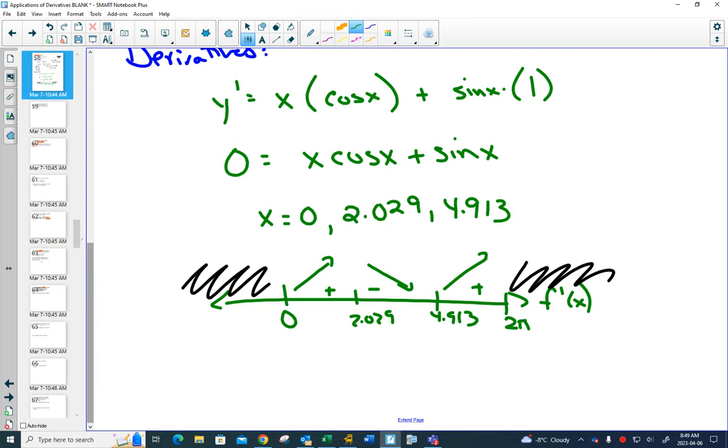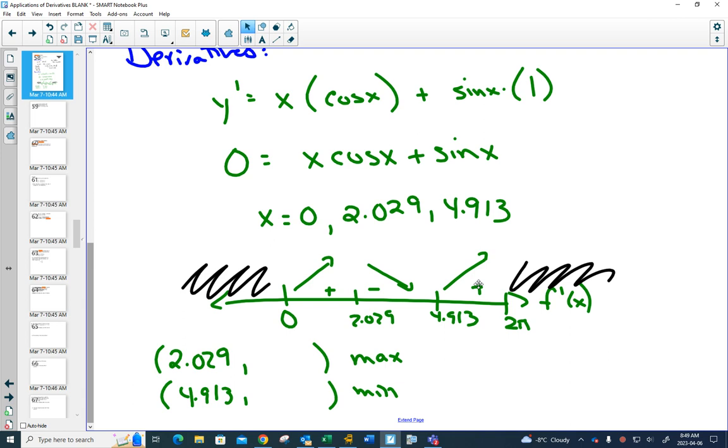But just following the steps, a little bit of both, using your calculator to cheat a little bit, and using the steps just to see what it would look like, we can get all of our information that way. Okay, so we know that 2.029, comma something, and 4.913, comma something. This one is a max. This one is a minimum.